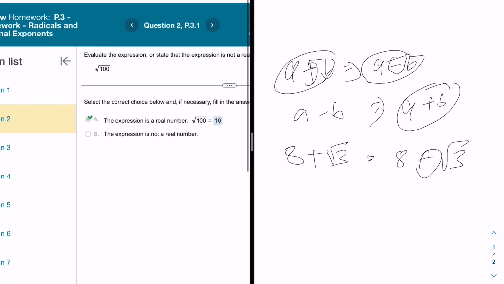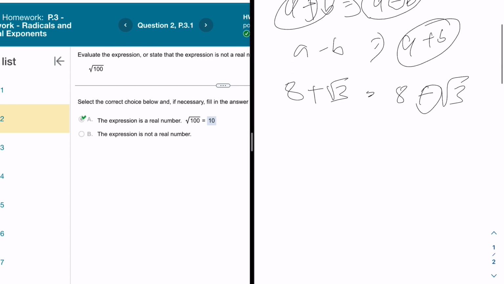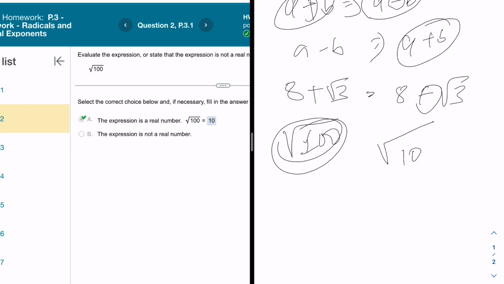Question number 2 is to evaluate the expression. Okay, so we are given some expression and we just need to solve that. The best thing is, if you have a calculator, then just put this number into your calculator and the calculator will show you the answer. But if you don't have a calculator, then you can solve it like this: 10 squared is 100 and this is the square root, right? So we will cancel this out and the answer is 10. Okay, you got it? So the expression is a real number, the answer is 10.